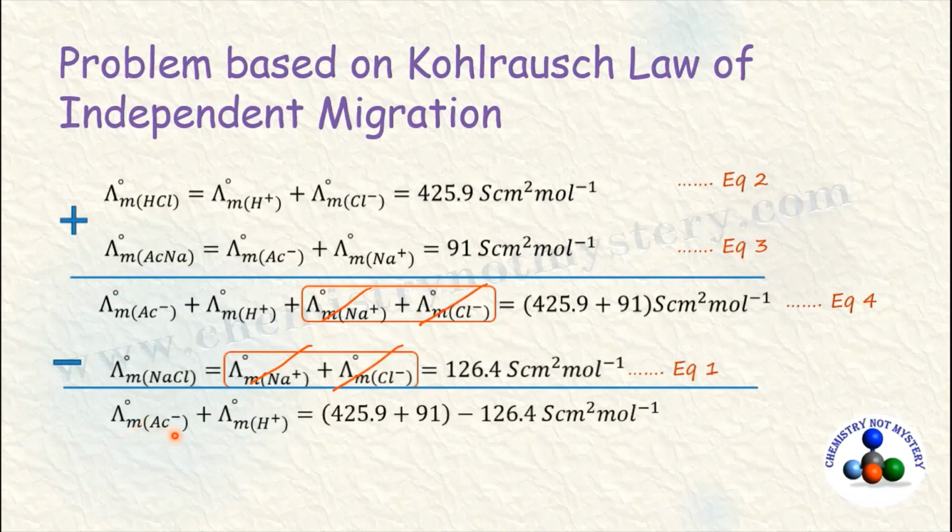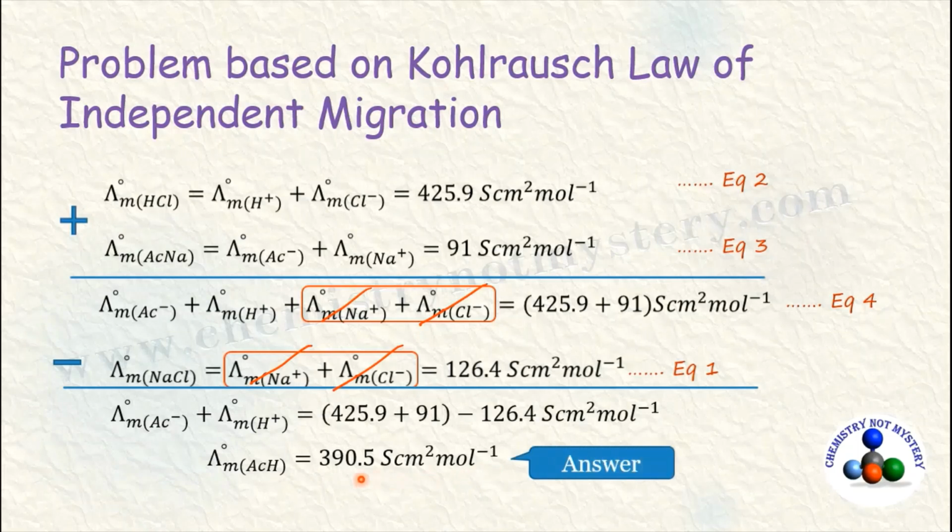And you will get limiting molar conductivity of acetate ion plus limiting molar conductivity of H plus ion is equal to, now subtract the value 126.4 from this value. On calculating, you will get 390.5 Siemens centimeter square per mole. And according to Kohlrausch law of independent migration, sum of these ions will be equal to limiting molar conductivity of acetic acid. So the answer of our question is 390.5 Siemens centimeter square per mole.